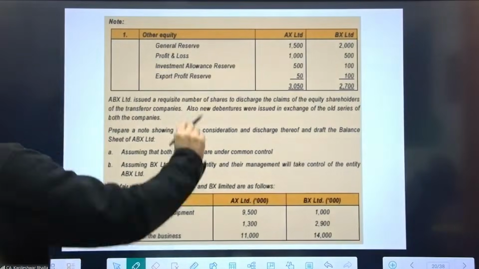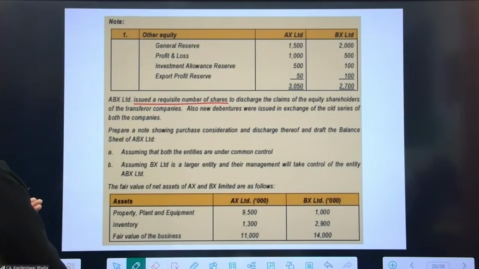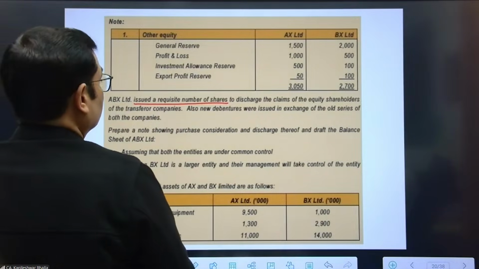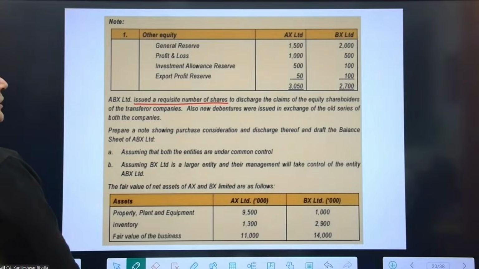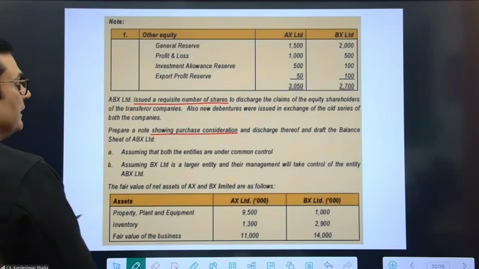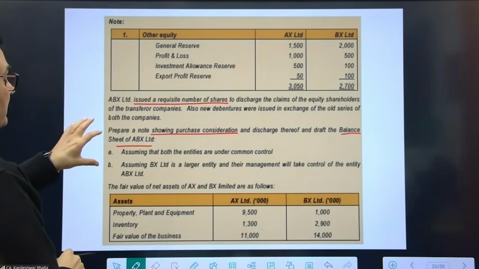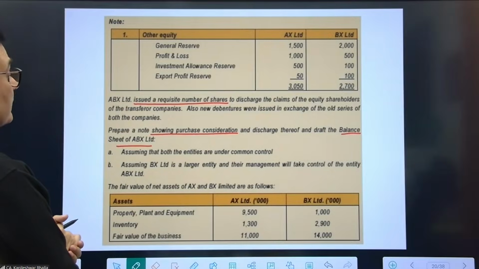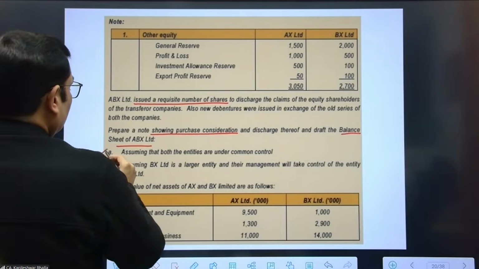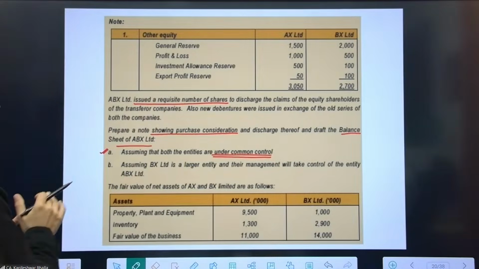Nothing much to see in the balance sheet right now. It says ABX issued a requisite number of shares to discharge the claims of equity shareholders of the transferor company. Also, new debentures were issued in exchange of the old series. We're required to show a note showing the purchase consideration and the discharge, and also make the balance sheet of ABX. So the focus is on the PC, because reverse acquisition mainly has got the concept of PC. Now, part A we can't do at this stage because I'm yet to understand the concept of common control, so we'll do that later.